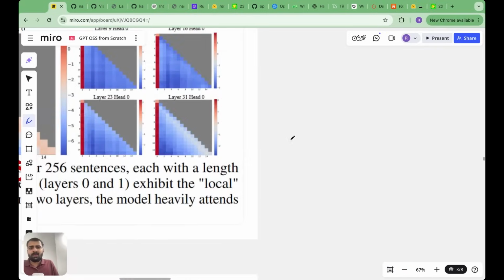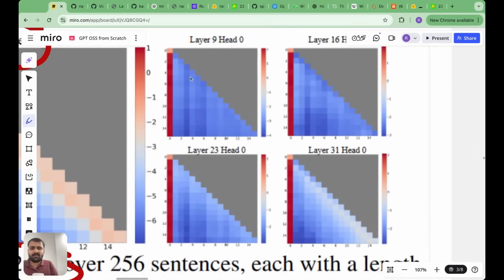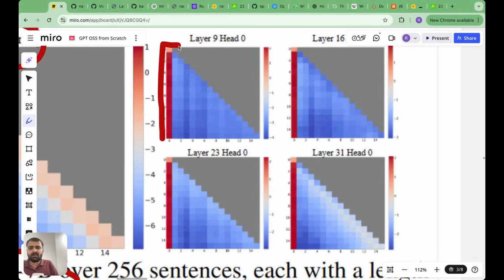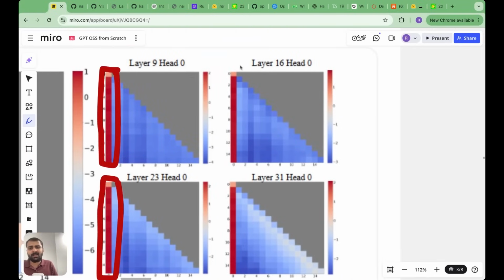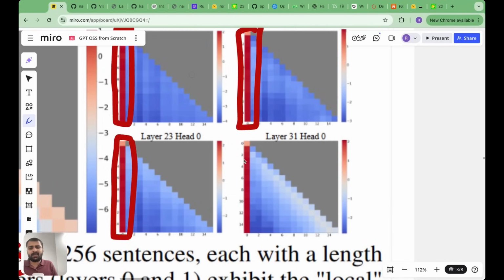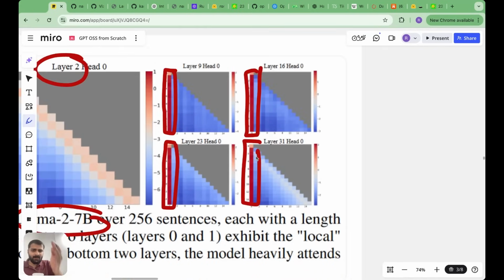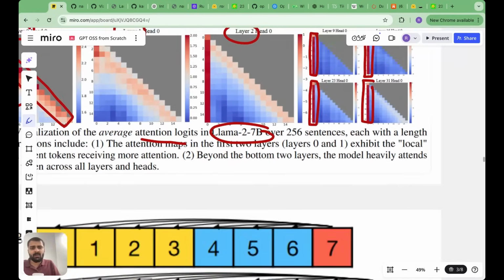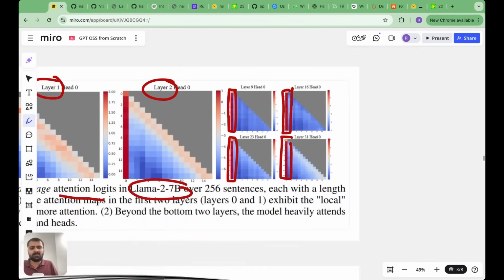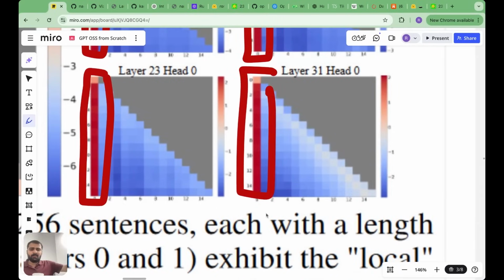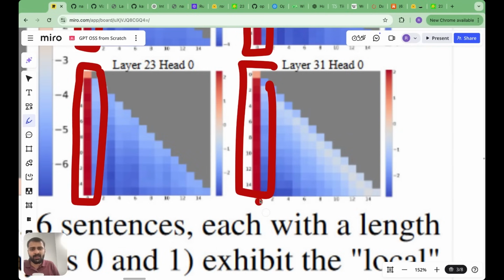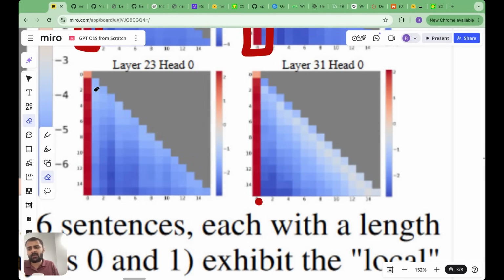But if you take a look at deeper layers, there is one very interesting phenomenon which happens over here. Take a look at this red line over here. In all of layer 9, layer 16, layer 23 and layer 31, there is one red vertical line at the start, which means that the model essentially heavily attends to the initial token. This means that all the subsequent tokens, no matter what the token is, pay a lot of attention to the initial token, because this vertical line corresponds to the first token.